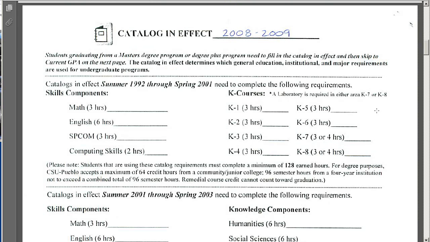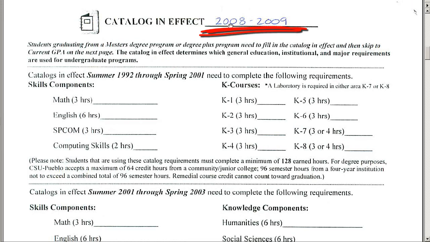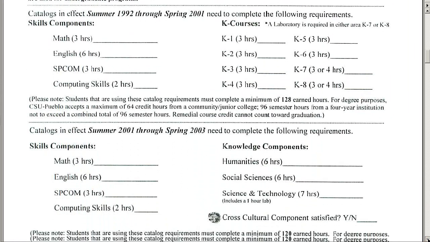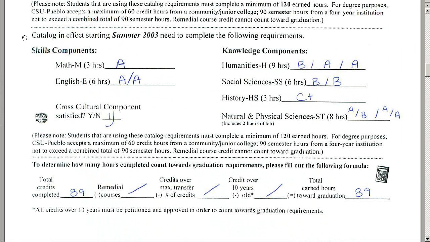The following page illustrates what catalog and what general education requirements within that catalog are in effect for this student. This student is using the 2008-2009 catalog, which should be written at the top on this line. This is a list of the different general education requirements depending on certain catalog years. Catalogs in effect summer 1992 to 2001 are in this category. Summer 2001 through spring of 2003 are in the following category. This student began at the university in the spring of 2009, which puts him in the catalog for general education requirements starting summer of 2003.